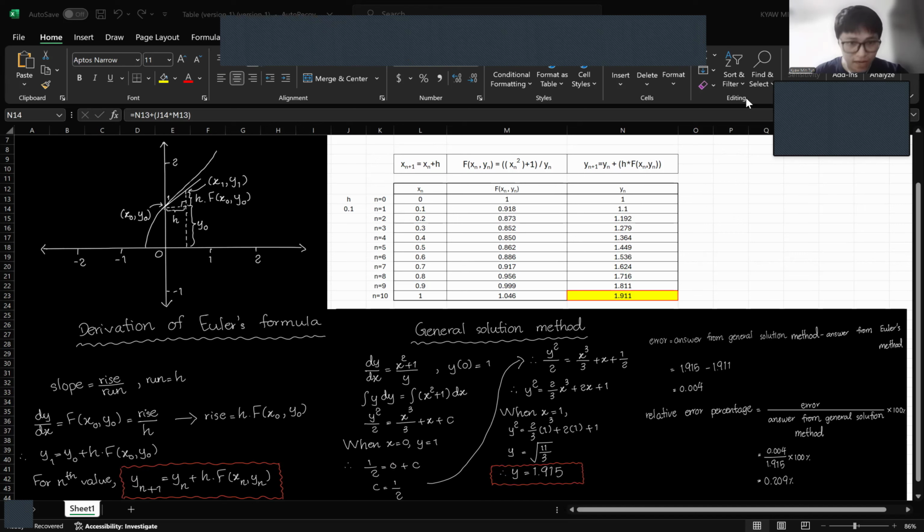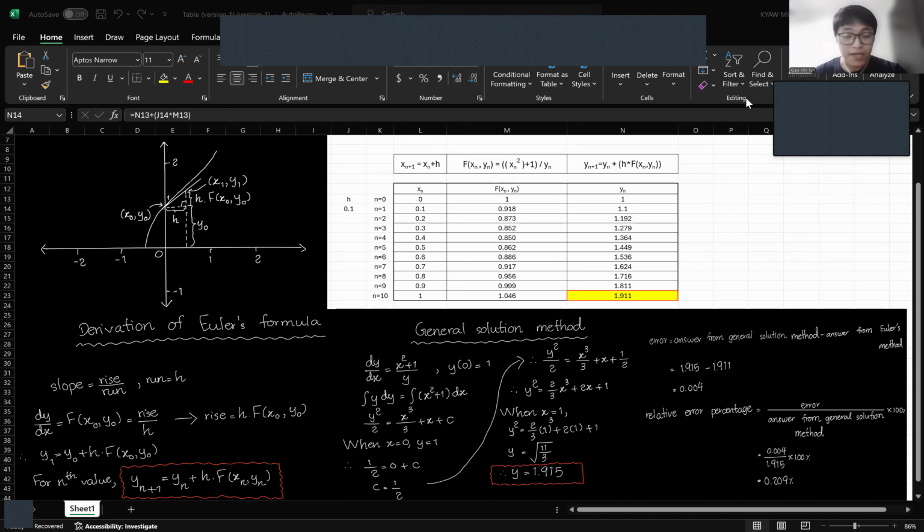Now, let's take a look at the value of y at x equals 1 via the general solution method. The answer is 1.915 up to 3 decimal places as you can see in here. So, we can simply find the approximation error, which is the difference between the two values we got from Euler's method and the general solution method. So, we get error equals 0.004. And we can also find the relative error percentage using the formula, which is error over the value we get from the general solution method times 100. And so we get 0.209%.